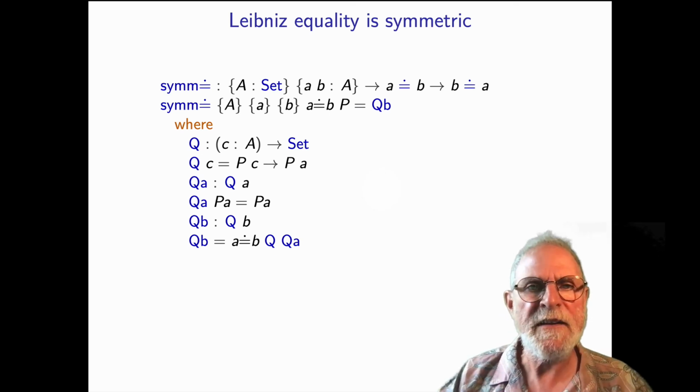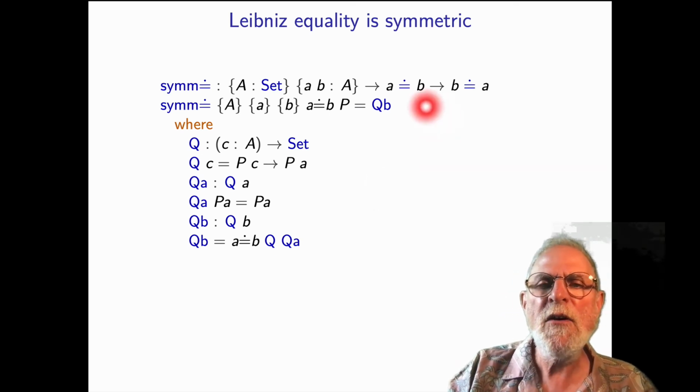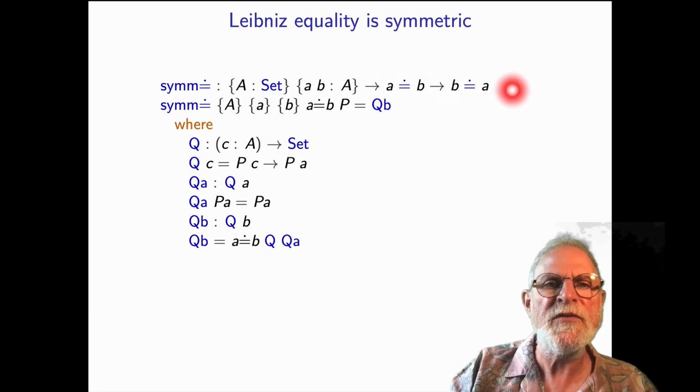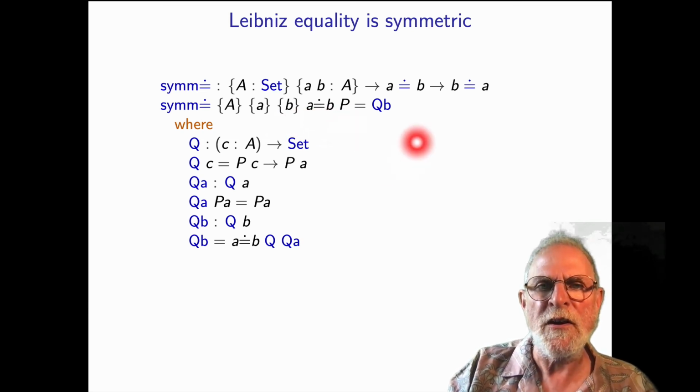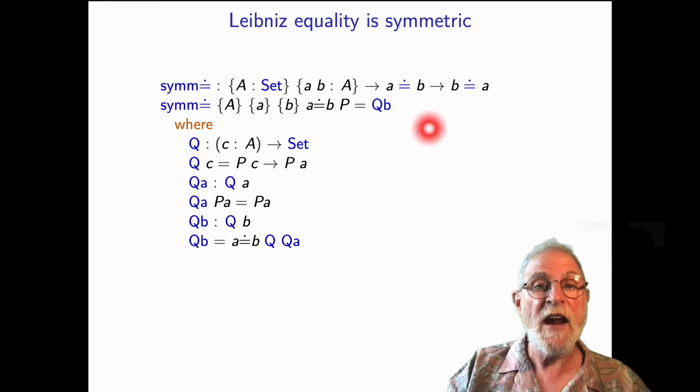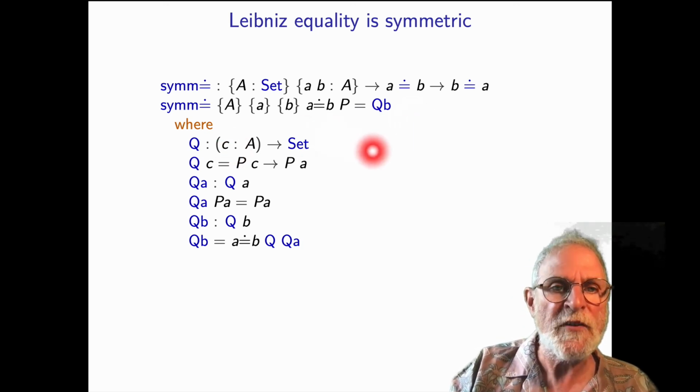Now, the fun one is symmetry. So now, given evidence that A equals B, we want to return evidence that B equals A. We take our arbitrary predicate P, and now we need to return a function that, given evidence of P of A, returns evidence of P of B. So that's what Q of B is going to be. So we're going to define a new predicate Q in terms of P.